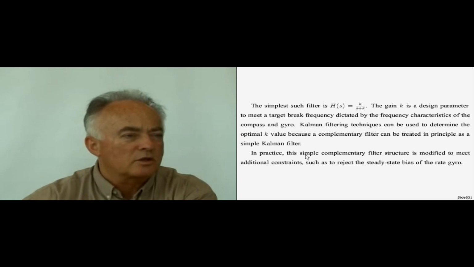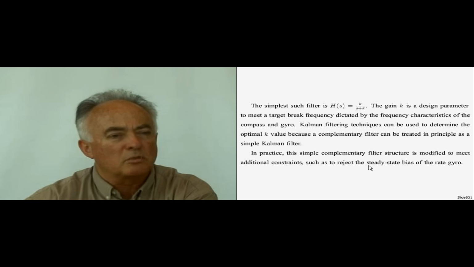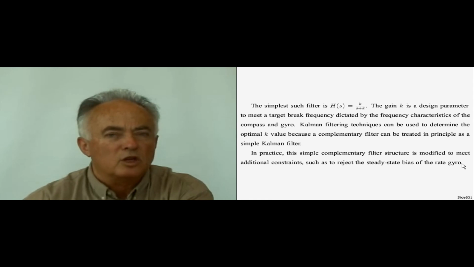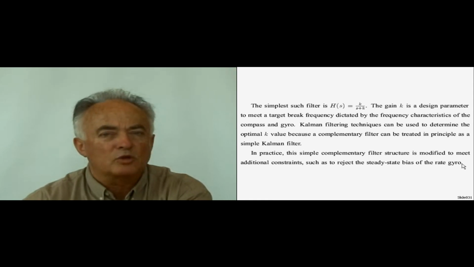So in practice, such a simple complementary filter structure is modified to meet additional constraints, such as to reject the steady-state bias of the rate gyro. So the real world is a little bit more complicated, but this shows how one can use the H and 1 minus H to get rid mostly of the two noises.